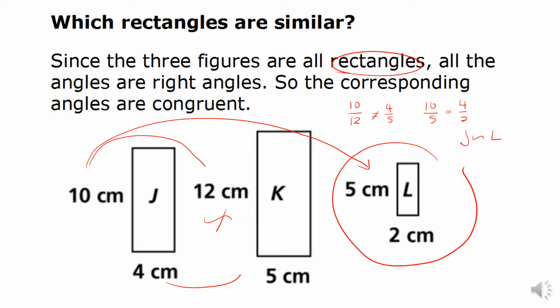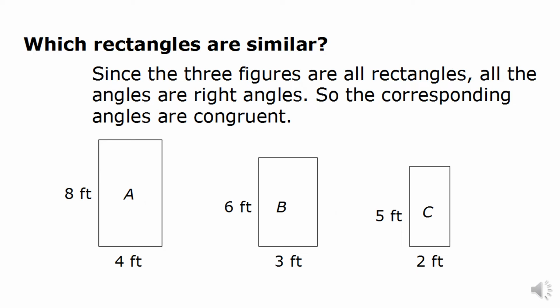Okay, let's try another one. Again, they're all rectangles, so we know they're right angles, and so the corresponding angles are congruent. So now I'm going to compare 8 to 6, and then I'm going to compare 4 to 3, and those are equal proportions. And then let's just check the last one to see if that works, and it's 5 to 2, and that is definitely not equal, so A is similar to B.